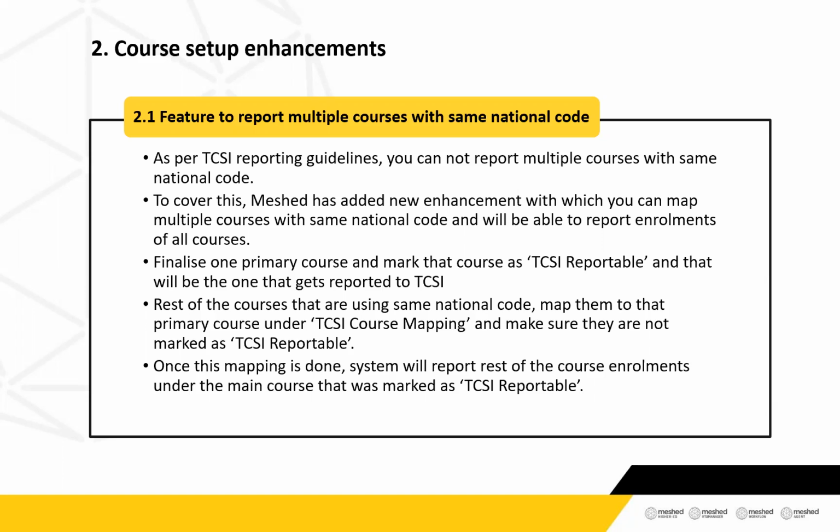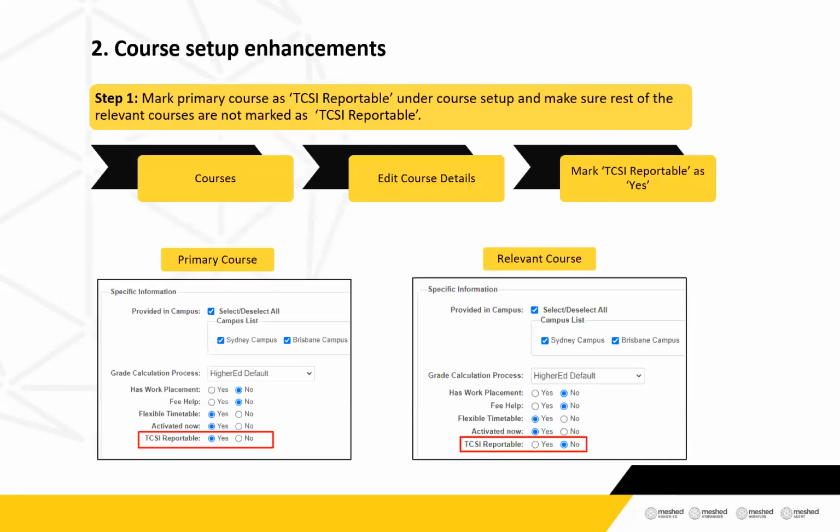Through this enhancement, what you can do is two steps. First, mark that course as TCSI reportable, which is the primary course, and the second step, add TCSI mapping. So let's have a look in more detail. First step, just decide one course as the primary course and mark that course as TCSI reportable.